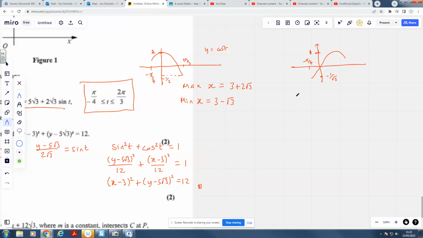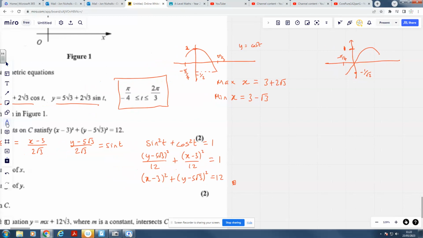And so for y, which is, let me just move the screen over so you can see it, for y, which is this equation, where's my highlighter? Oh, that's the rubber. For y, which is that equation there, if I want to know the max y, well, that's just going to be replace sine t with 1, so you get 5 root 3 plus 2 root 3, which is 7 root 3.